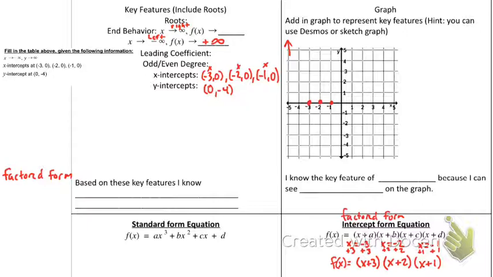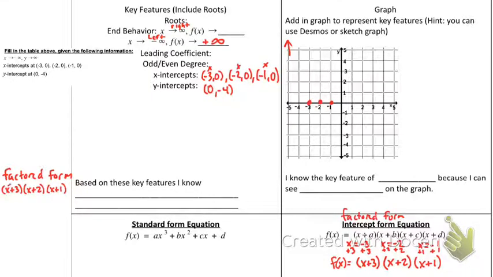Okay, and we're going to use it to turn it into standard form. So x plus 3, x plus 2, and x plus 1. Okay, to turn it into standard form, we simply multiply this stuff out. So we're going to start distributing.